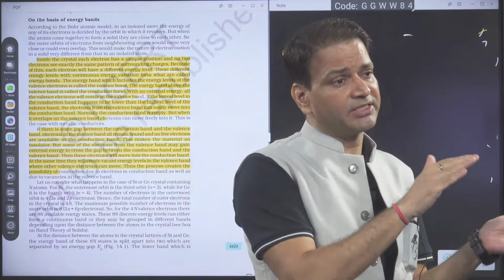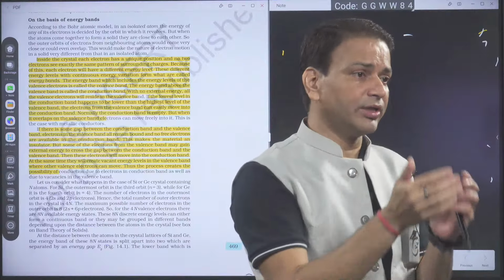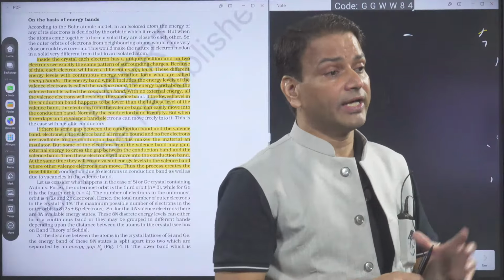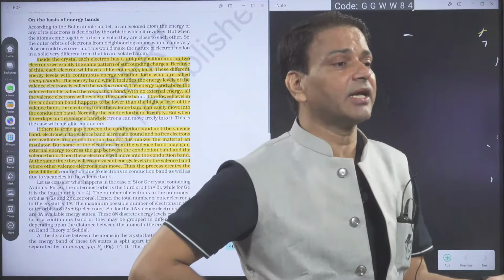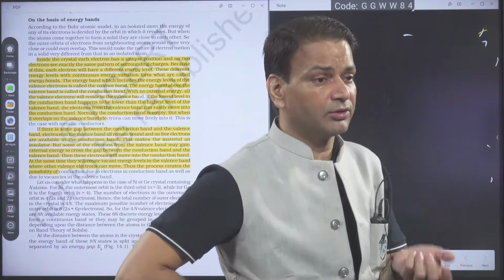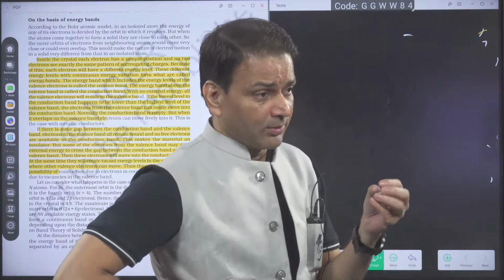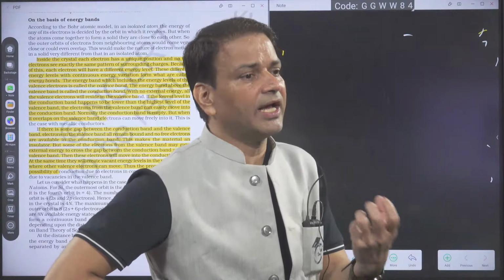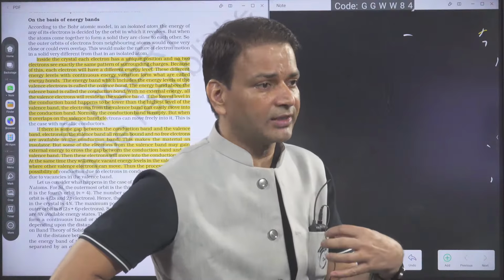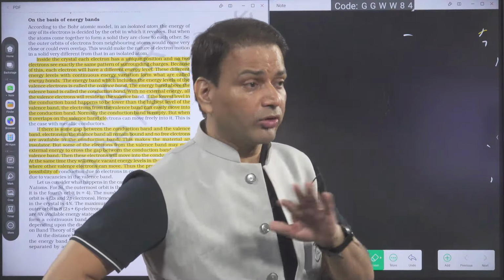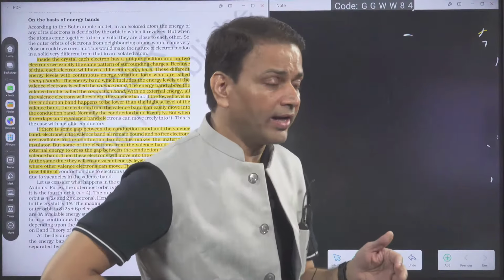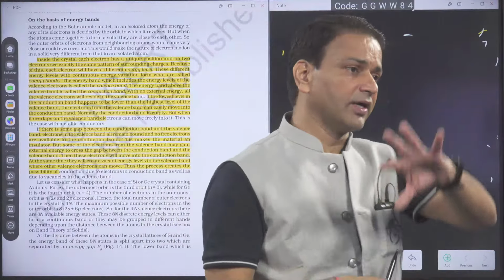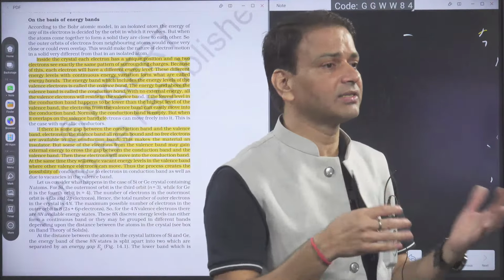So each atom is interacting with the other atoms. Each atom's electron is interacting with different electrons. Will all electrons have the same, equal interaction? That is not possible. So what will happen in the crystal? Suppose I have n sodium atoms in the crystal. Then we will have n valence electrons. Will all n valence electrons have the same energy? No. Why? Different valence electrons are interacting with different atoms, so all interactions are not equal.